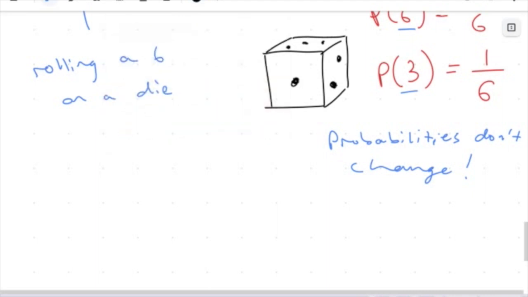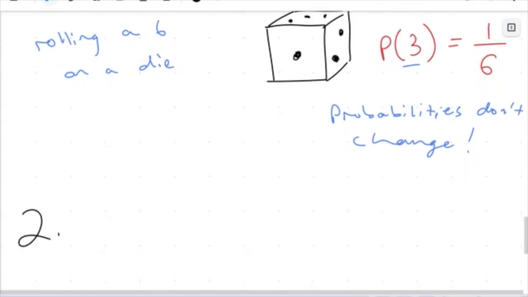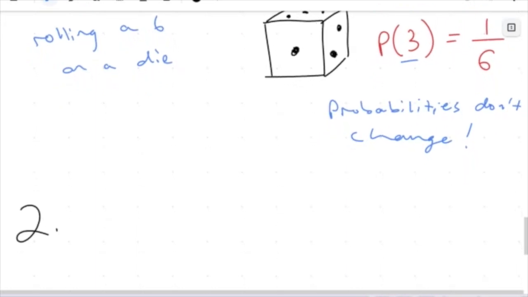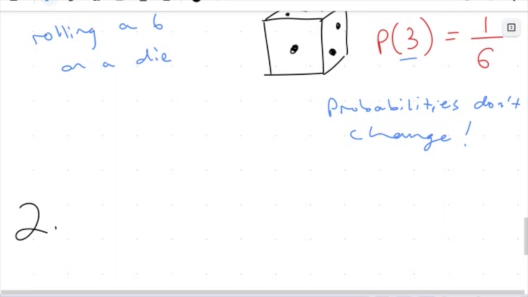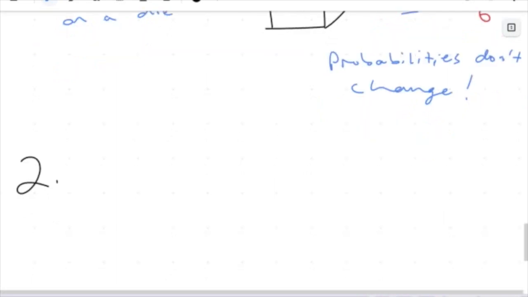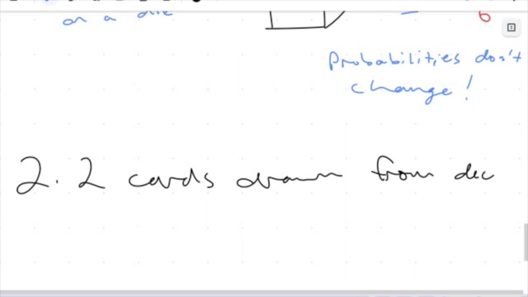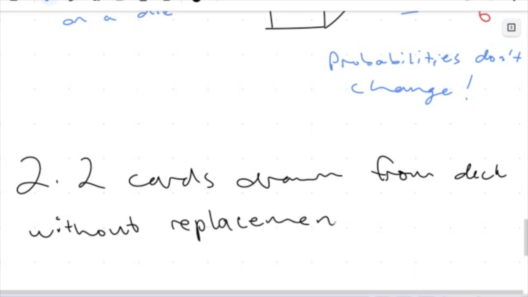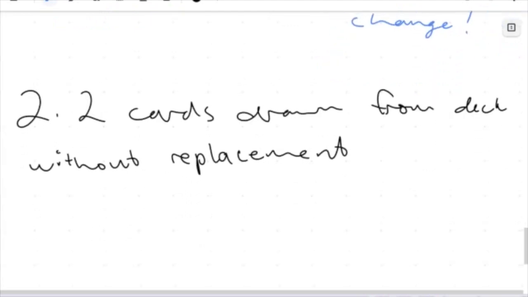And finally, question 2, we have 2 playing cards randomly selected from a standard deck without replacement. So we have 2 cards drawn from a deck without replacement. What does that mean again? Well, without replacement just means I pull a card out, I don't put it back in, I don't replace it.